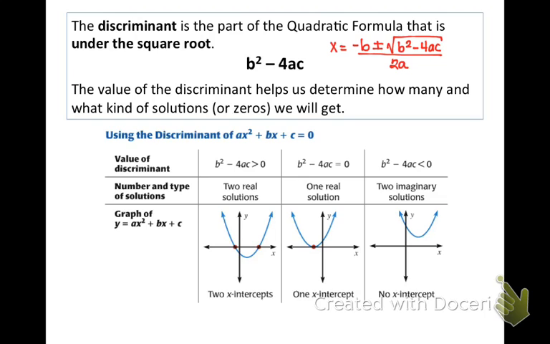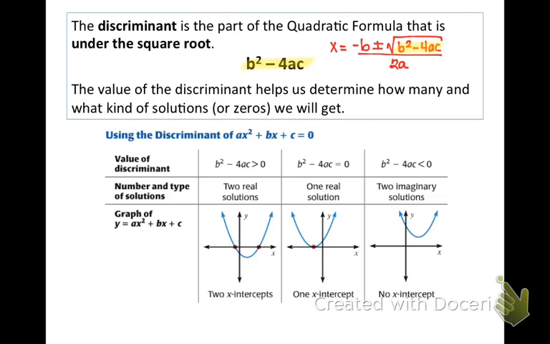So this part here, the b squared minus 4ac, that's what we call the discriminant. And the value of the discriminant will help us determine two things. It'll tell us how many solutions or zeros the equation is going to have, and it will also tell us what kind. We can either have real number solutions, or remember what we saw the other day is that we can also have imaginary solutions.